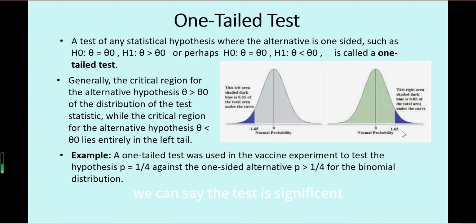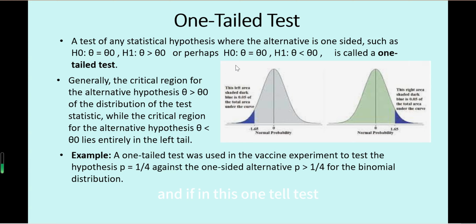So we can say the test is significant because 1.65 represents this shaded area, which has probability 0.05. If we get a test statistic larger than 1.65, it means the probability to the right is less than 0.05, so the p-value is less than 0.05. So the test is significant.